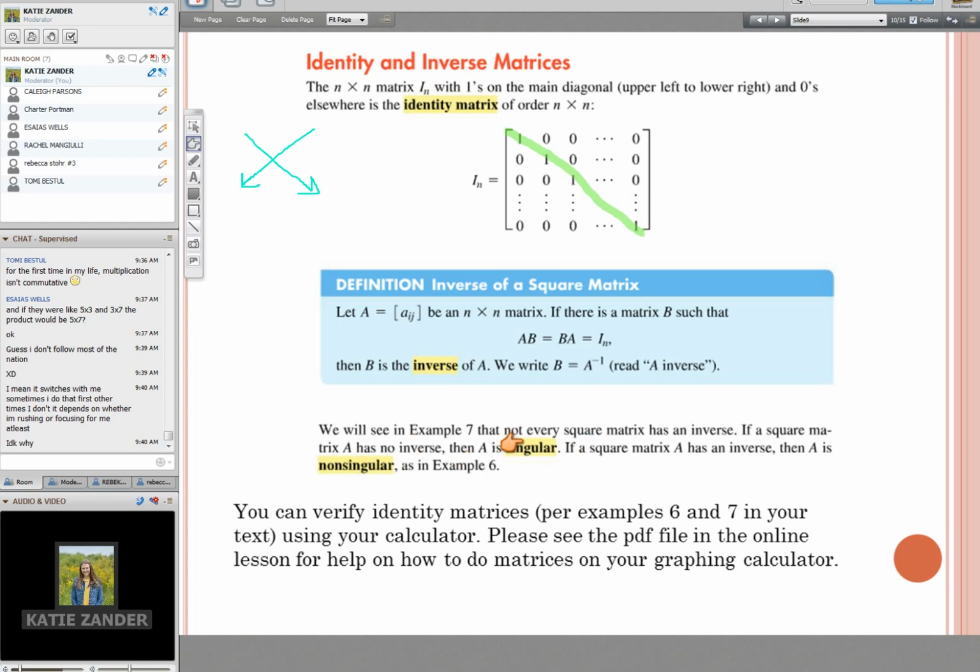We don't really focus on these vocabulary terms too much, to be honest with you, but in case they pop up on a homework assignment or something, just as a vocabulary piece, it might be good to know what those mean. But honestly, we're not really going to pay attention to singular versus non-singular after this slide.